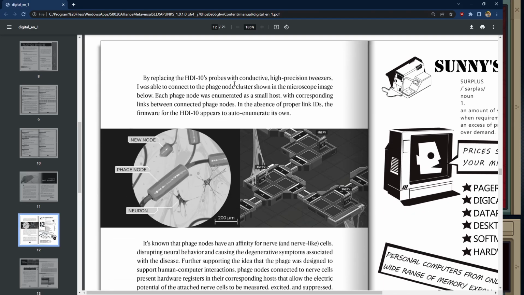By replacing the HDI-10's probes with conductive high-precision tweezers, I was able to connect to the phage node cluster shown in the microscoped image below. Each phage node was enumerated as a small host with corresponding links between connected phage nodes. In the absence of proper link IDs, the firmware for the HDI-10 appears to auto-enumerate its own.